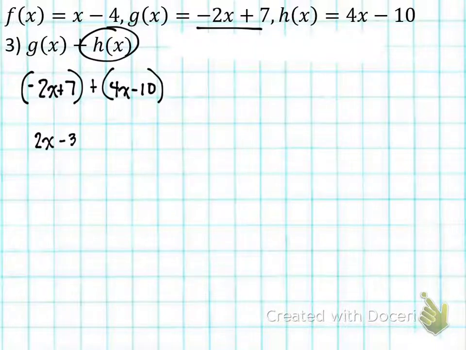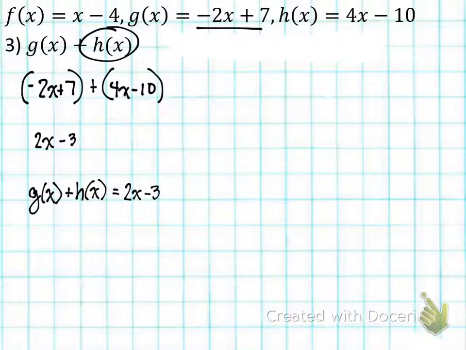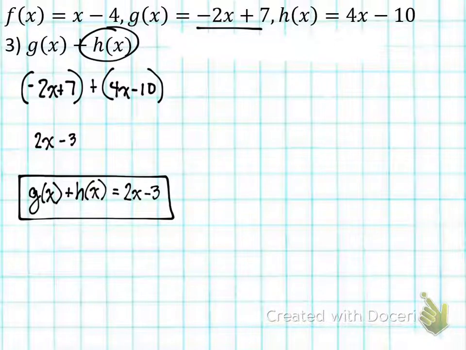So now what do we do next? We need to write our answer as saying, like, if we add g of x plus h of x, equals what? 2x minus 3. This is easy. Is it easy? Good. Kind of. Okay. Combining processes together, right?